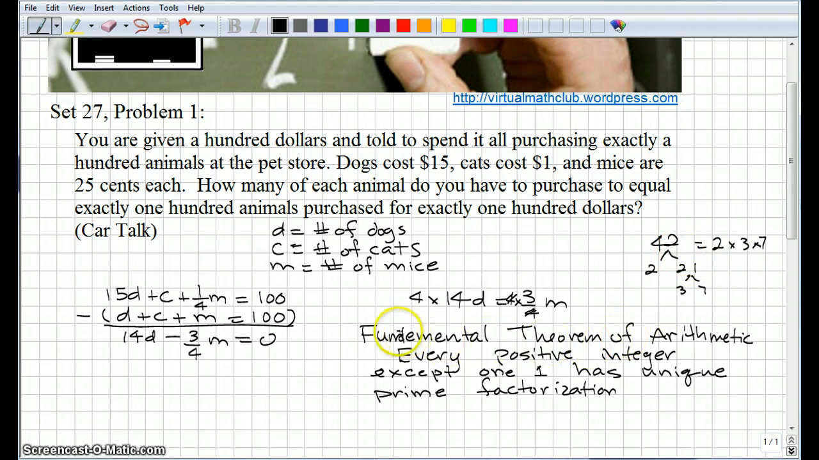And this theorem is also the reason why the number 1 is defined to be not prime. So the number 1 is not prime just by definition, and it's important to remember that. The reason that it's not prime is because if 1 were prime, this theorem wouldn't work very well.